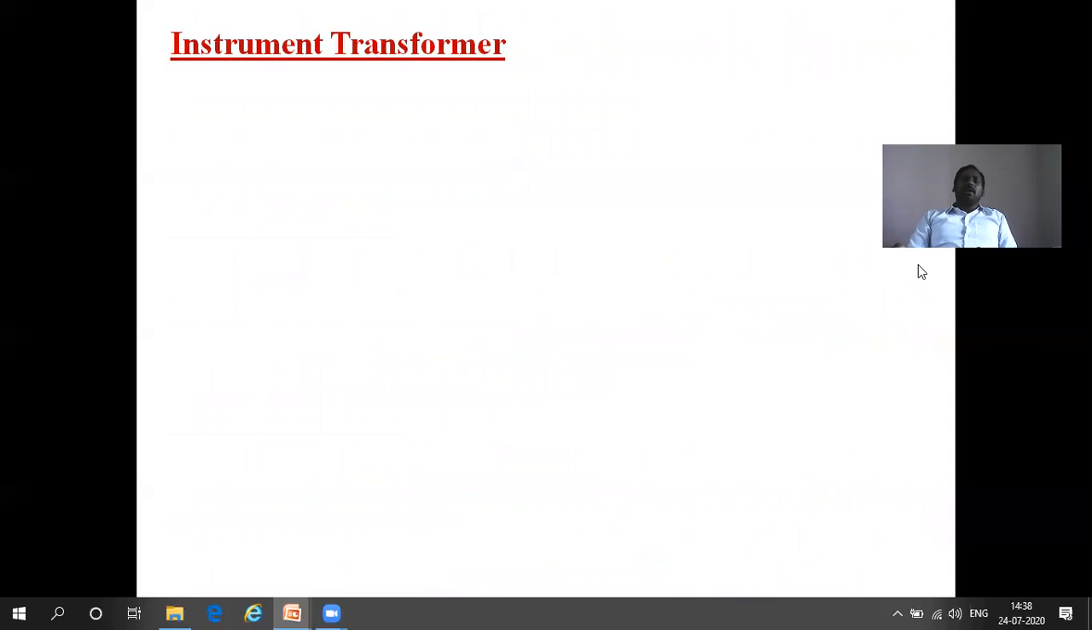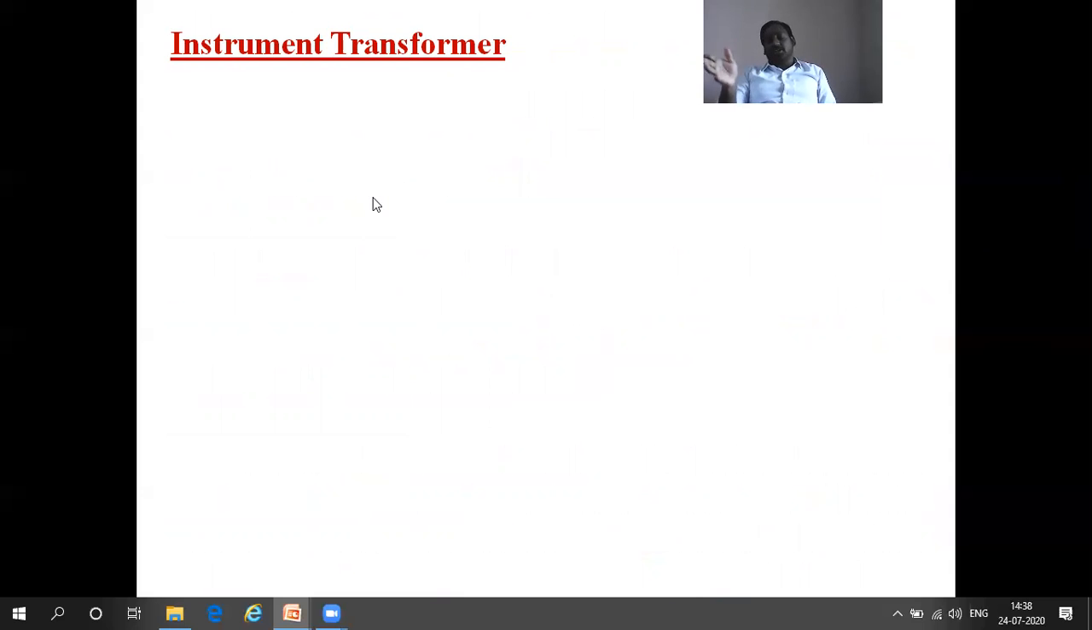And now the instrument transformer. Instrument transformers are used for protection purposes. When the relays sense the fault currents, those fault currents are taken by the primary of these instrument transformers. Due to transformer action, they can step down, that means they can reduce the intensity of fault voltages or fault currents. Fault means it is purely high currents. That's why instrument transformers are used for protection purposes.